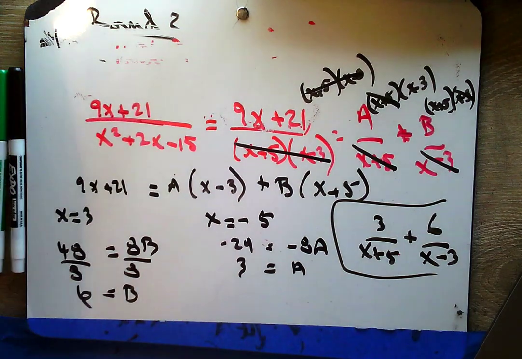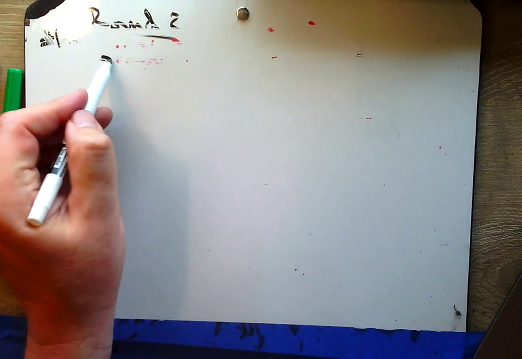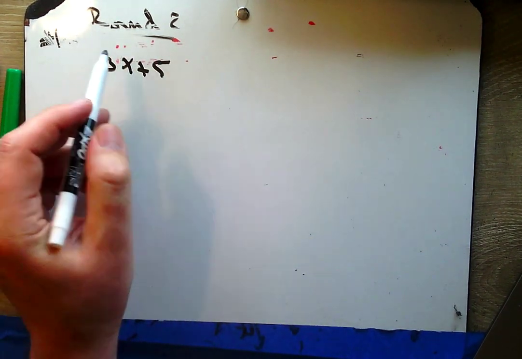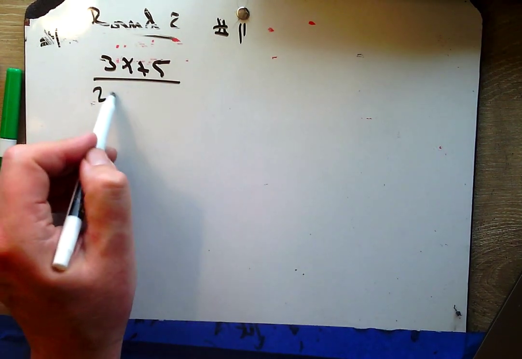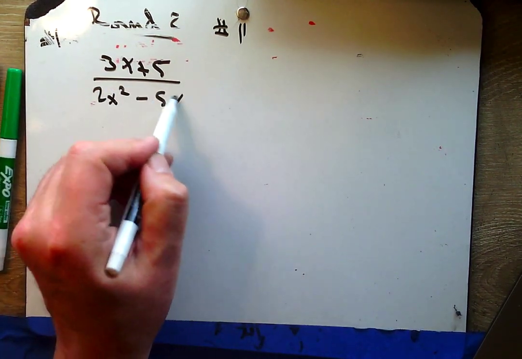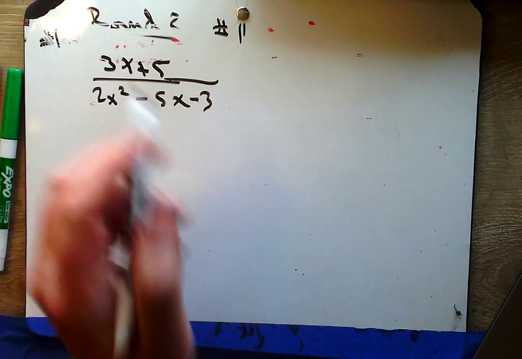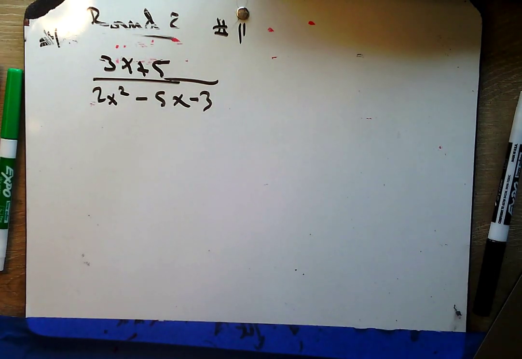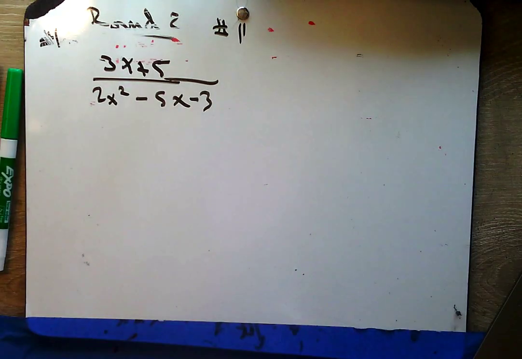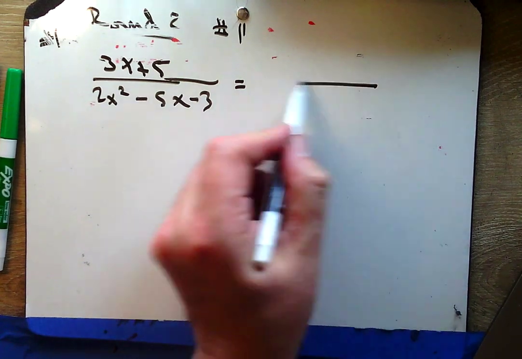Maybe you should do a couple of these. Here, I'll stop nattering on and you do this one. 3x plus 5. This is number 11, by the way. 3x plus 5 over 2x squared minus 5x minus 3. Okay, please do the partial fraction decomposition for that. Come back when you're done. I hope you started by factoring the denominator.